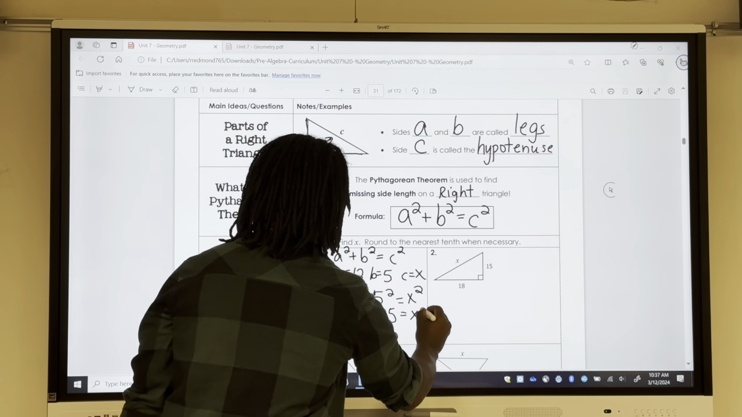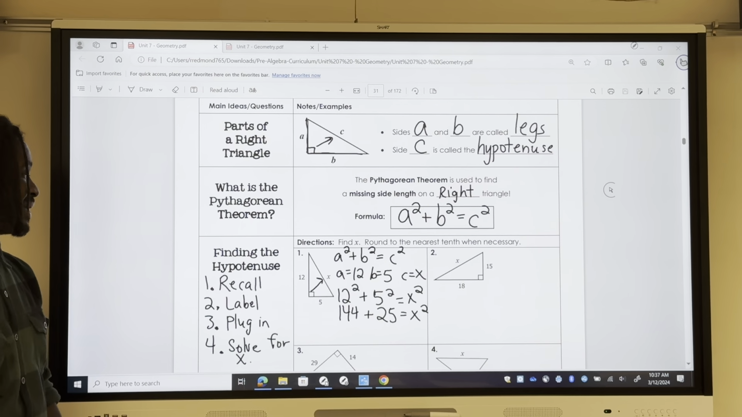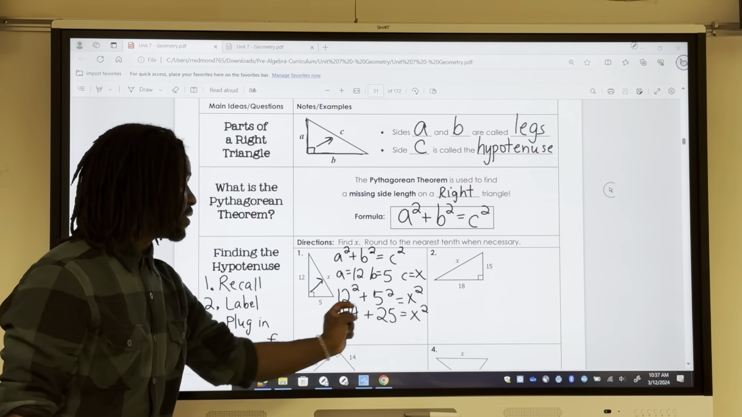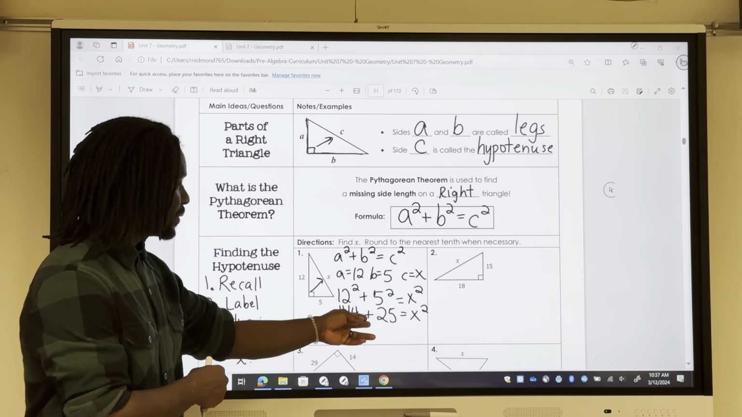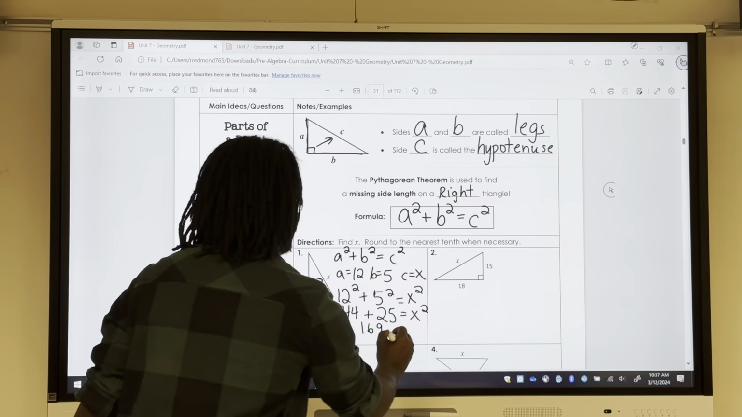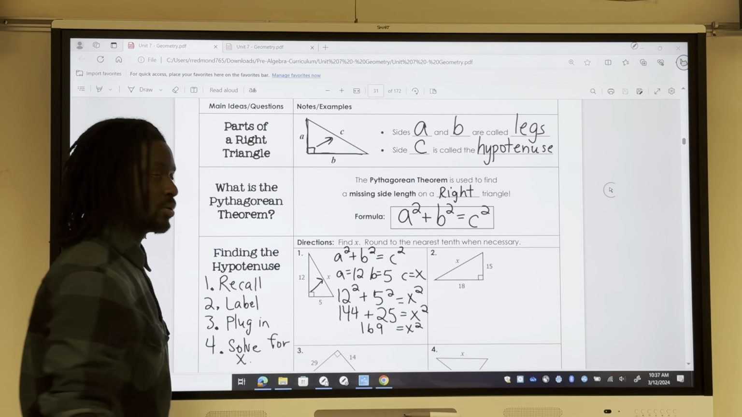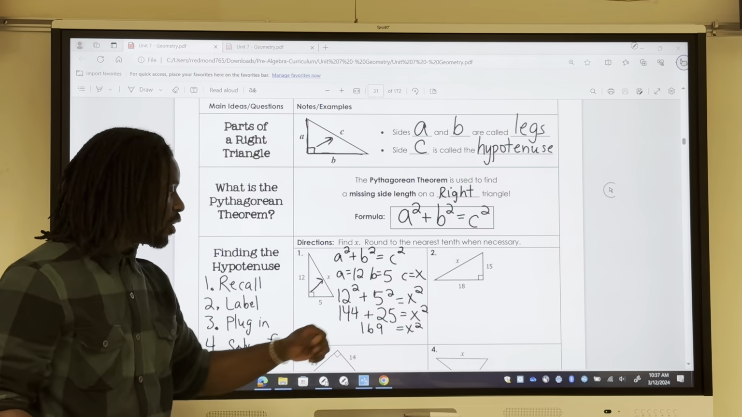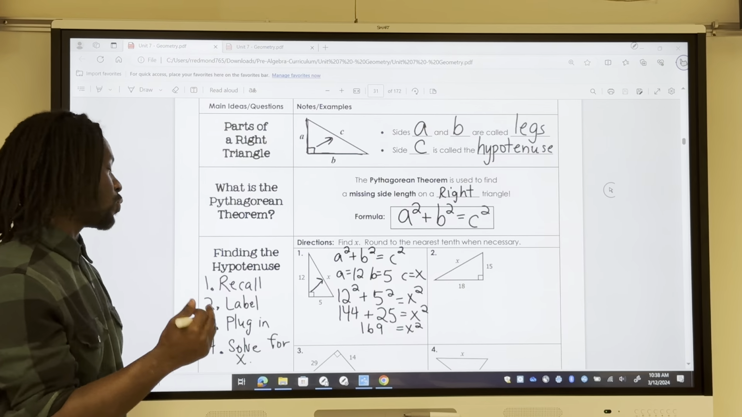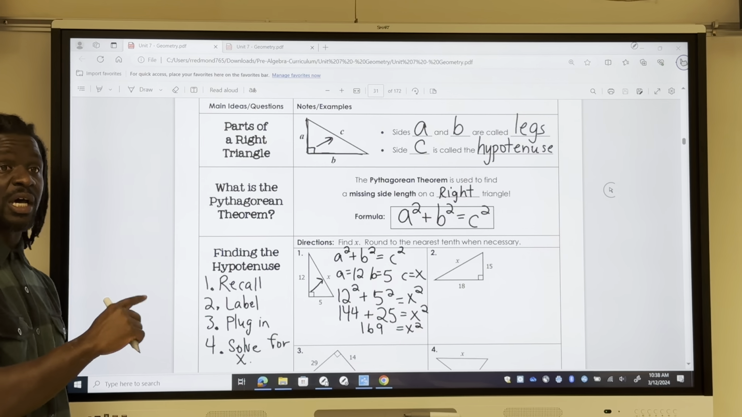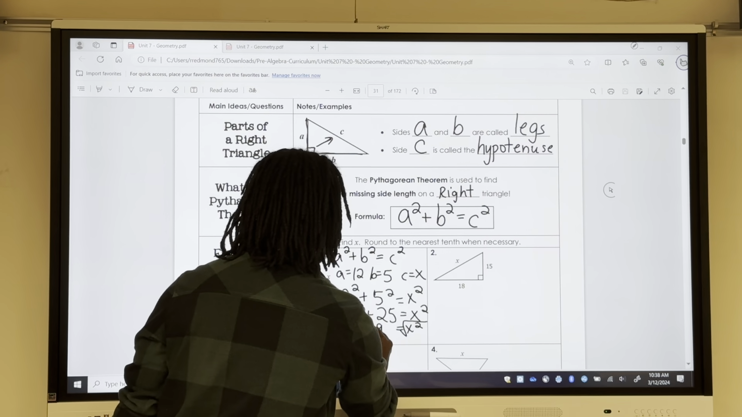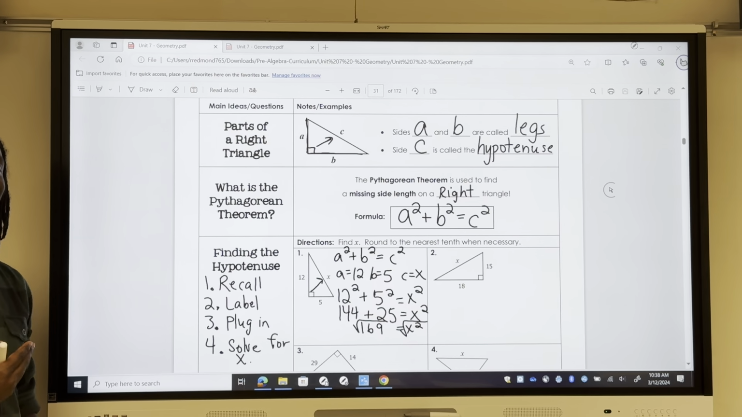And then we have x squared, again, don't know what that is. So in order to solve for x, we have to add these two together. 144 plus 25 is going to give us 169, equals x squared. Well, now, how do we solve for x when it is squared? We do the inverse operation. The inverse of a square would be the square root. So we have to square root both sides, and that is going to give me what x equals.